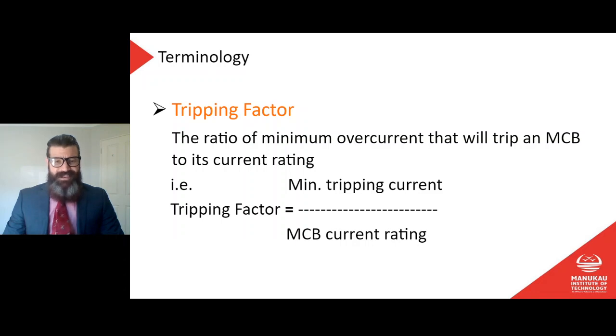This means that the tripping factor is inversely proportional to the MCB current rating. Right, got it? Let's move on.